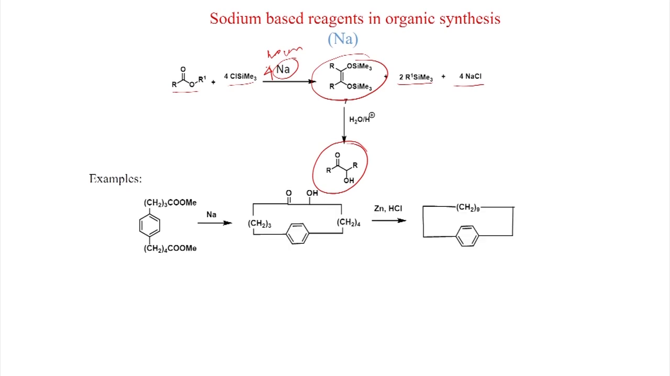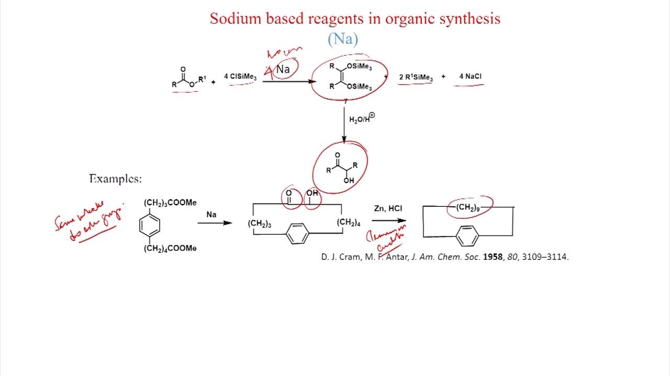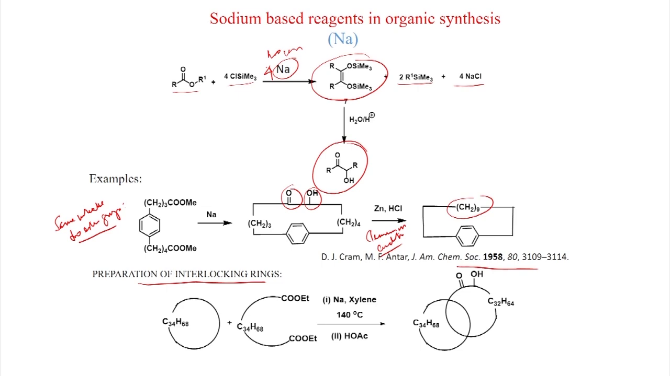Examples like here, these are the two ester groups in the same molecule. Now what will happen? Another ring will form here, the alpha hydroxy ketone is formed here, and now with Clemmensen conditions, zinc and HCl, you get this alkylation. So these groups are eliminated and alkyl groups come here. This was published in 1958 in JACS. Also, interlocking rings can be prepared by this method with sodium in xylene at 140 degrees centigrade followed by acetic acid treatment.